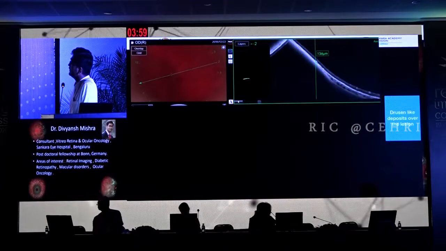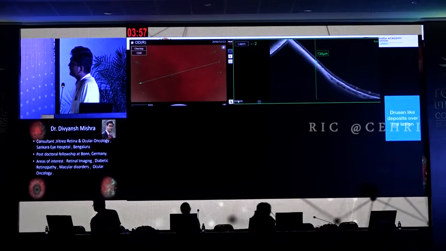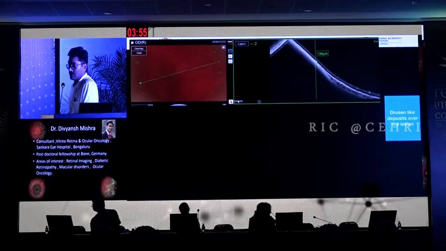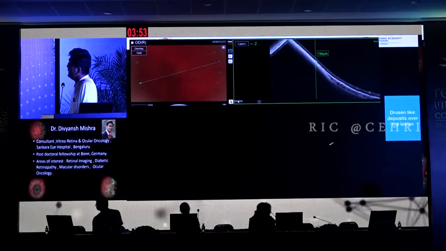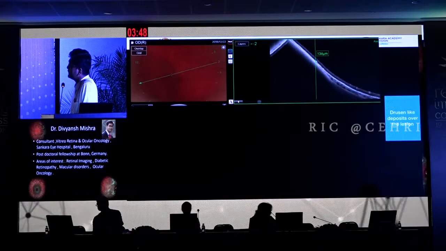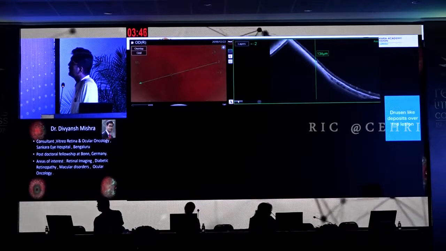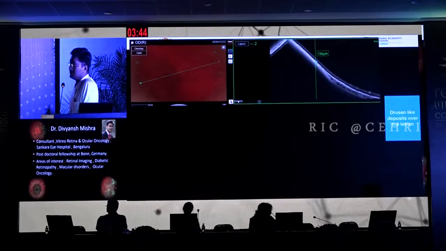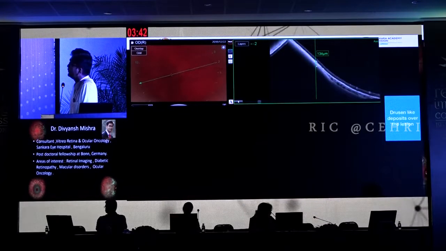Again, aged a little, as probably sir was showing up. This can be a case of nevus, because as we can see, there are different classifications which have been provided by Dr. Shields' group: flat, bumpy, large. But the most important part is having these drusenoid deposits over here.